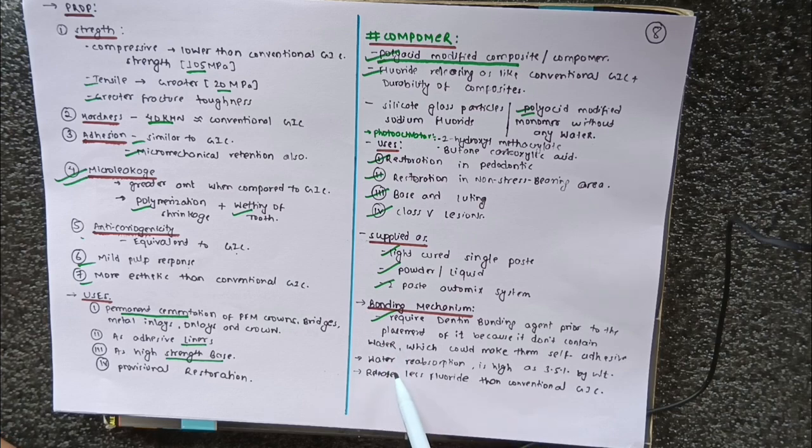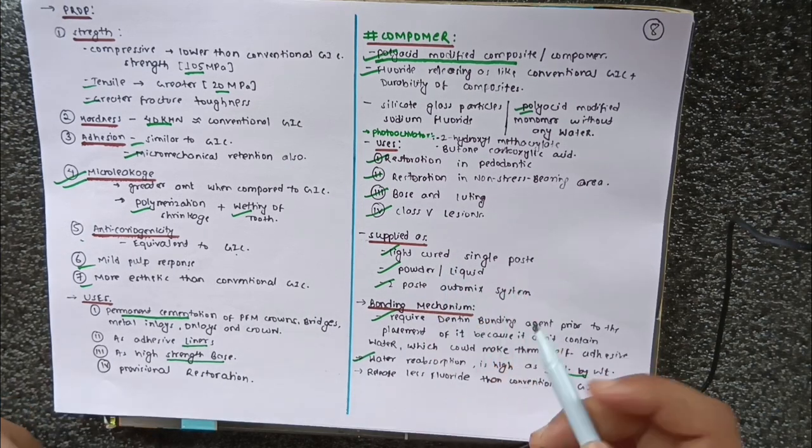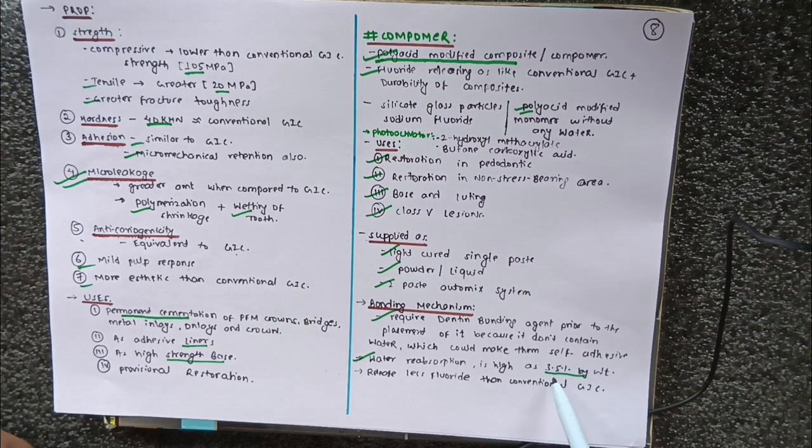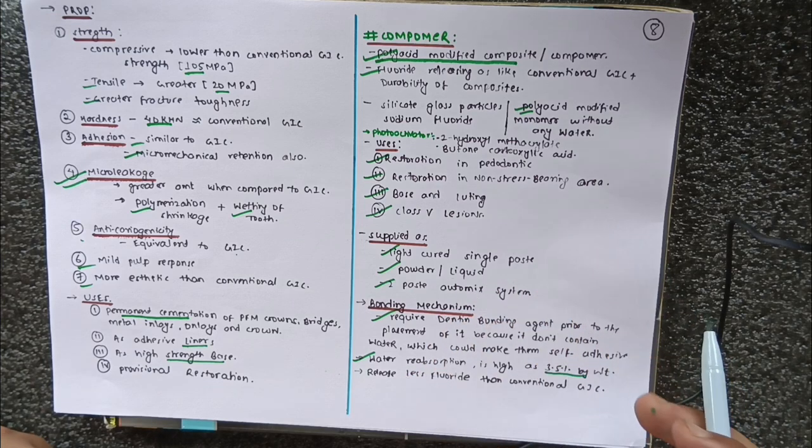Another point I have written here is that water reabsorption is also high. 3.5 percent by weight is present. So water uptake by this compomer is high, 3.5 percent by weight. Water reabsorption means solubility; it is a little bit similar to solubility.